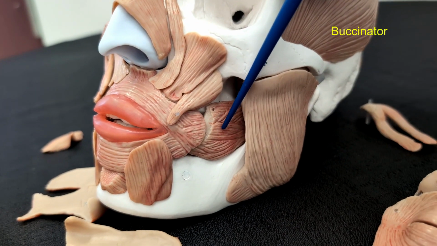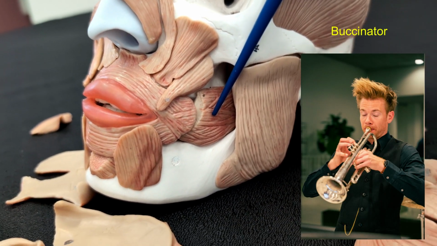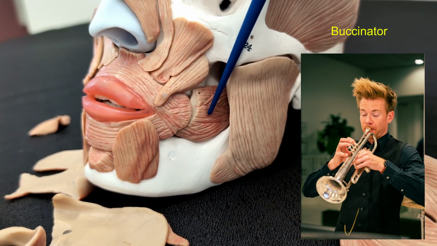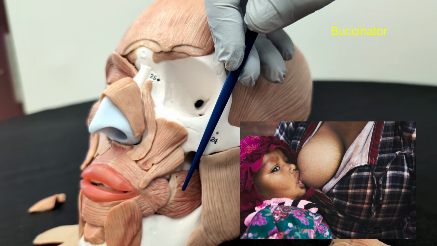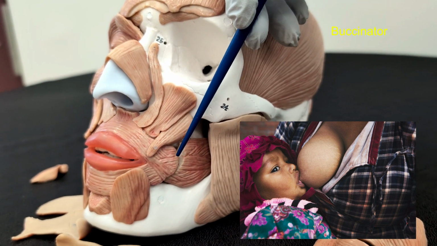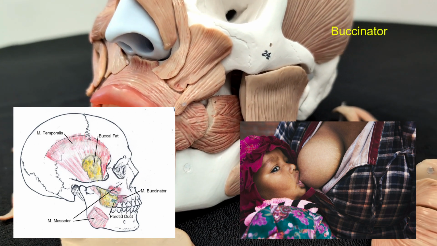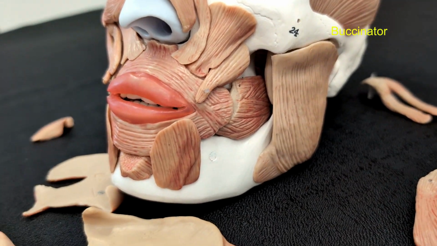The Buccinator muscle is also important for blowing, as in the case of a trumpeter. So that's why the nickname of the muscle is the trumpeter muscle. Also, it is important in sucking, as in newborns, where there's a well-formed pad of fat here, which is called the buccal pad of fat, that acts as an anchorage point for the muscle.